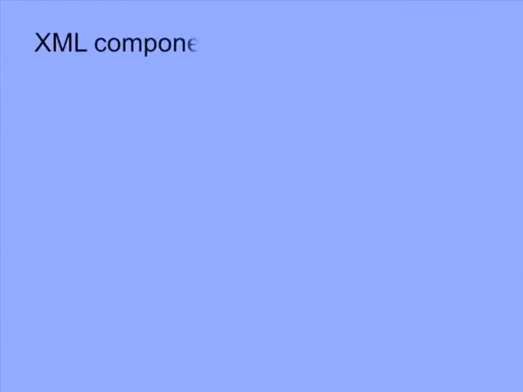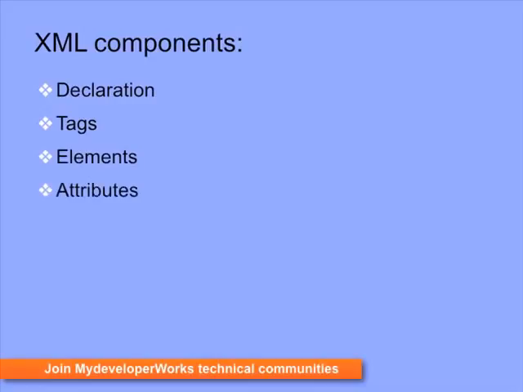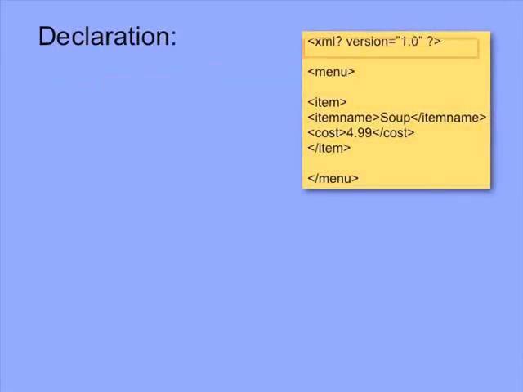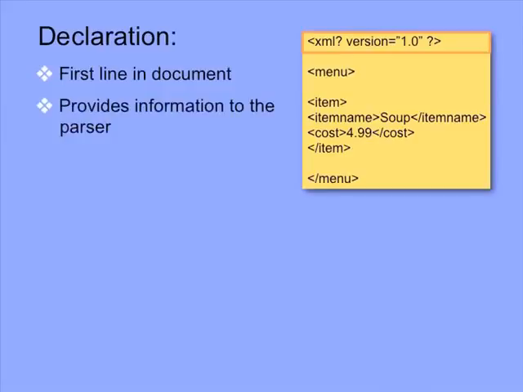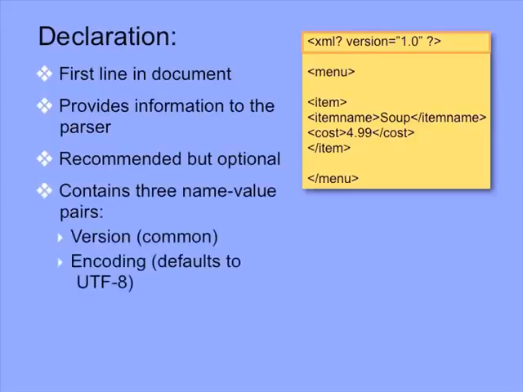Now let's have a look at some XML basics. We'll start with some components: declaration, tags, elements, attributes, and comments. Declaration is the first line in an XML document. It provides information that is valuable to the parser. Although it is optional, it is recommended. It contains 3 name-value pairs: version, encoding, and standalone.